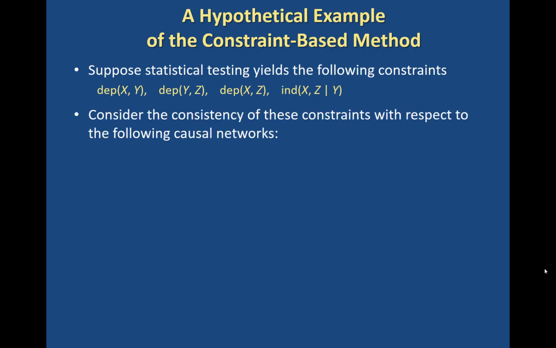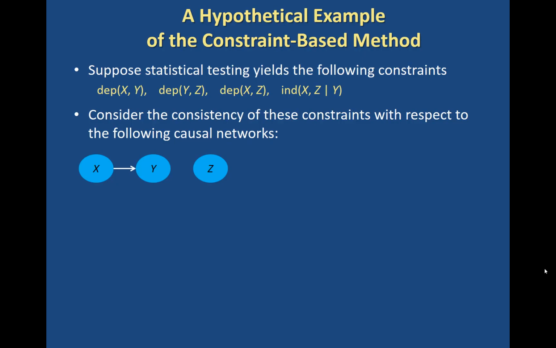So let's consider the consistency of these constraints with respect to a number of causal networks that the algorithm is going to search over. And I'm going to give you a little bit of time to consider these as we go through them. So the first model that we consider in our search is that X causes Y, and there's no causal relationship between X and Y and Z. Do you think these are consistent with the four constraints shown above?